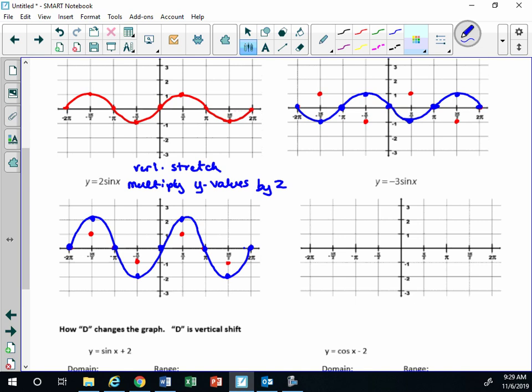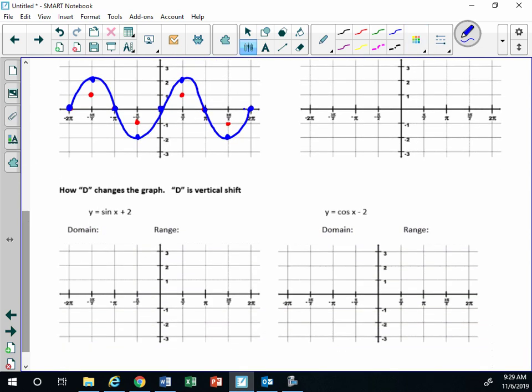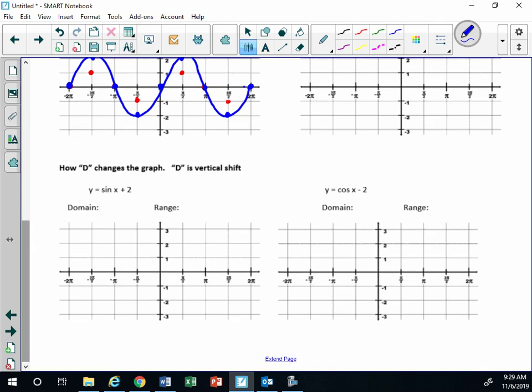All right, we're going to skip that next one and move on to the next section just because I think you get the multiplying part. Okay, let's look at adding a value at the end. So this is a D value now. Remember, D is your vertical shift. So where do you think this graph is going? To which way? Some of you sitting here like this. Yes, up 2, okay.